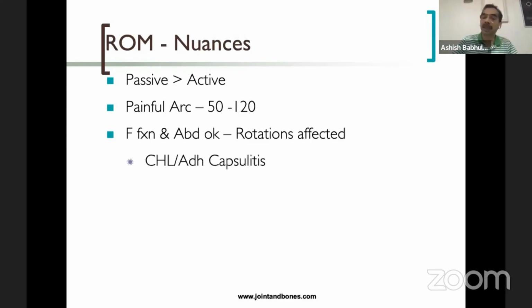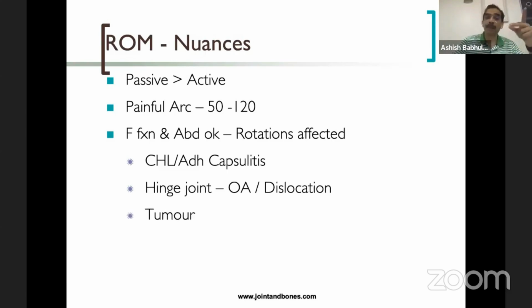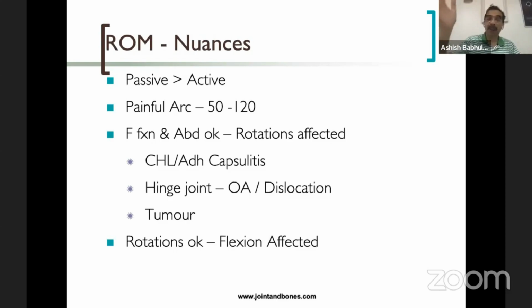Conditions that can create this situation are adhesive capsulitis, osteoarthritis, or a dislocation where the ball and socket joint is not in contact anymore. Let's flip this scenario upside down and check where the rotations are completely okay, but the forward flexion and abduction are suspect.